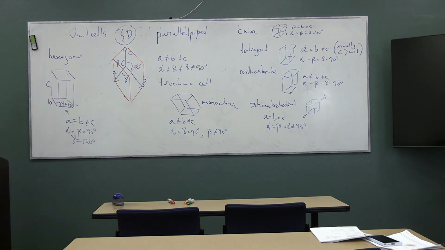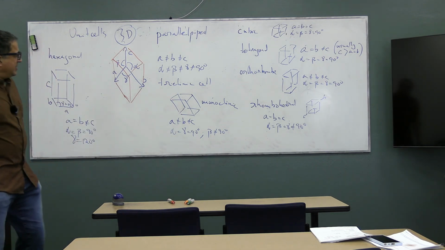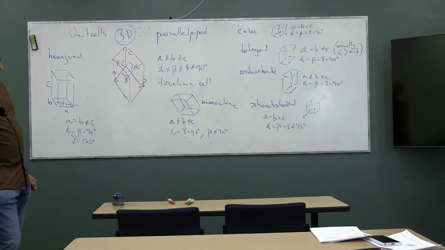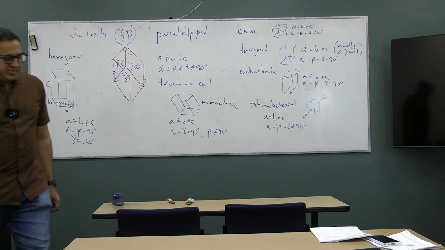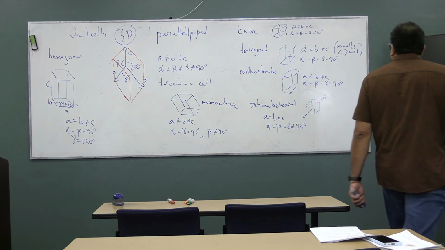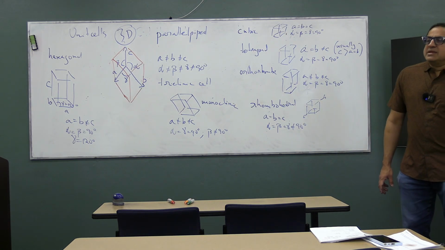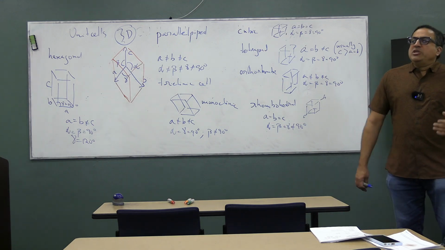So it may seem like a lot, but it really isn't a lot. Have I made a mistake? What are you looking at? Oh, just counting. 7. We have 7. Triclinic, monoclinic, cubic, tetragonal, orthorhombic, rhombohedral, and hexagonal. In fact, in practical terms, I can tell you that people only use 6 of them.